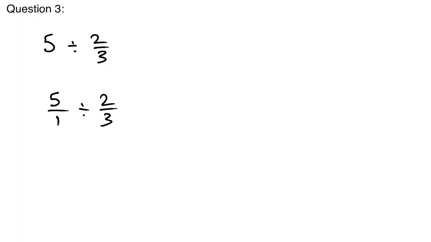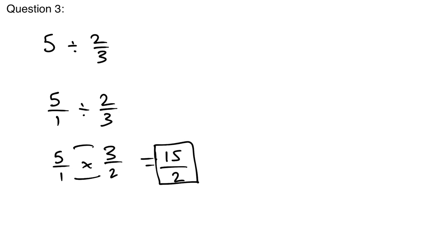Now we can use our keep, change, flip rule. We're going to keep 5 over 1 the same. We're going to change division to multiplication. And then we're going to flip 2 over 3 to 3 over 2. And now we can multiply the numerators and the denominators together. 5 times 3 is going to be equal to 15. And then 1 times 2 is going to be equal to 2. And once again, we get an improper fraction. So 5 divided by 2 over 3 is equal to 15 over 2.